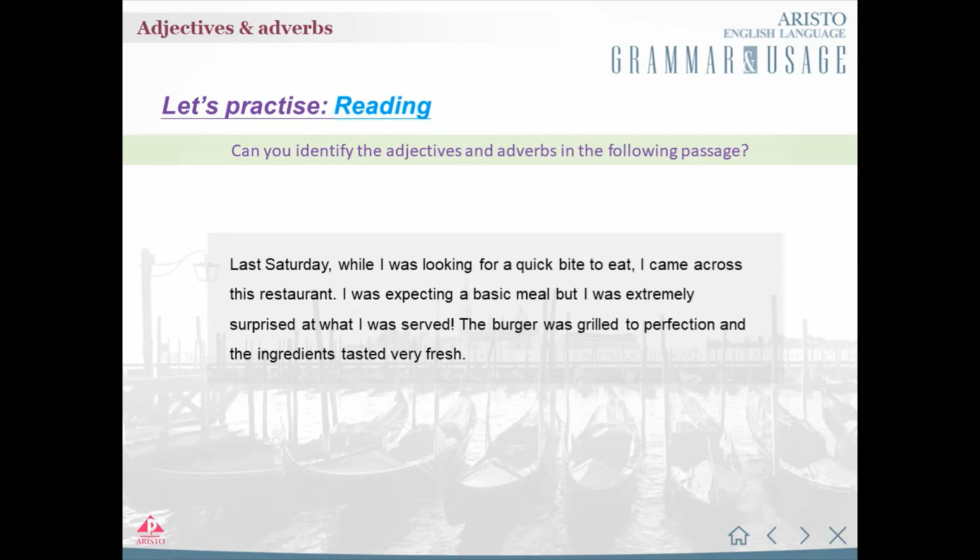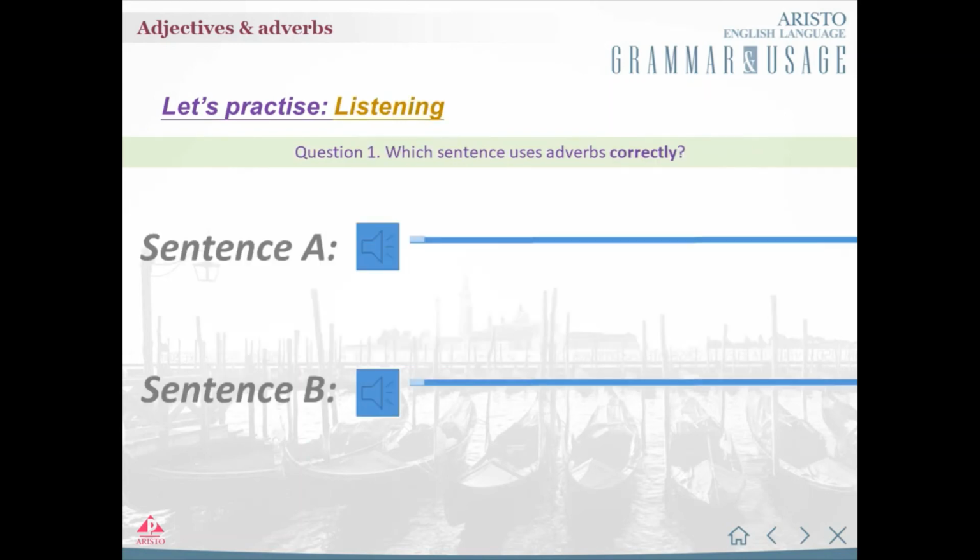Here are the answers: quick, basic, extremely, surprised, very, and fresh. Let's practice listening. Question 1. Listen to sentences A and B and decide which sentence uses adverbs correctly.